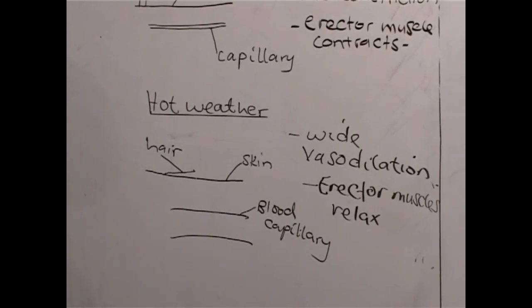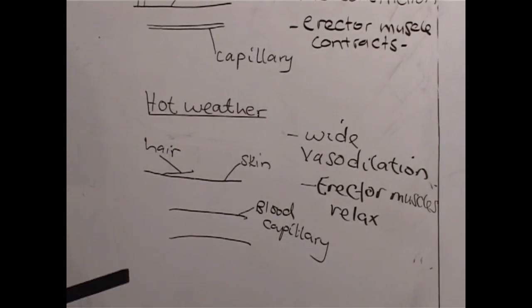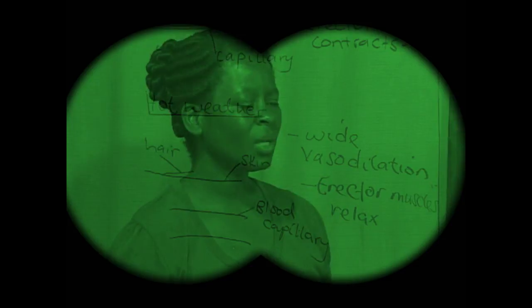So don't forget, all this is done so that instead of the body temperature of a mammal being abnormally high or abnormally low, it should be maintained constant. Then we know from our previous lessons that the maintenance of a constant internal environment, be it temperature or anything, we call it homeostasis. So don't forget, the mammalian skin is important in regulation of body temperature.